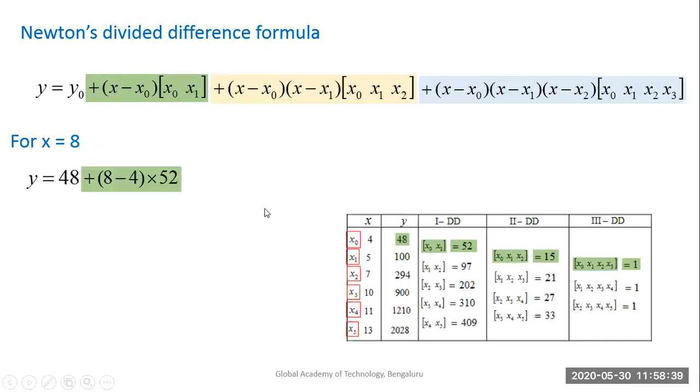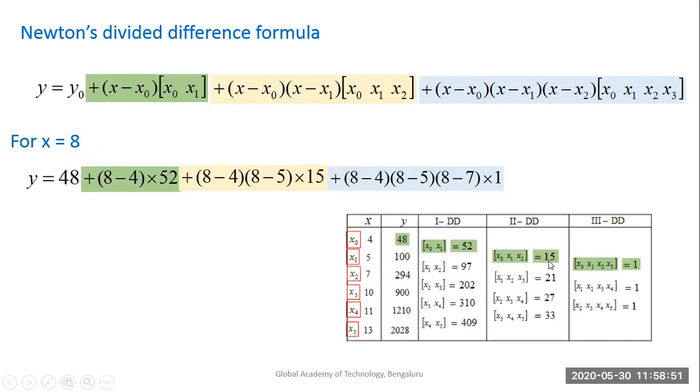So 8 minus 4 into the first divided difference, that is 52. Next, 8 minus 4, 8 minus 5, where x1 is 5, into the second divided difference, that is 15. Then we have 8 minus 4, 8 minus 5, 8 minus 7, that is x naught, x1, x2, into the third divided difference, which is 1. If you had remaining divided differences, you would need to continue, but since we have only up to the third divided difference, we stop at this point.